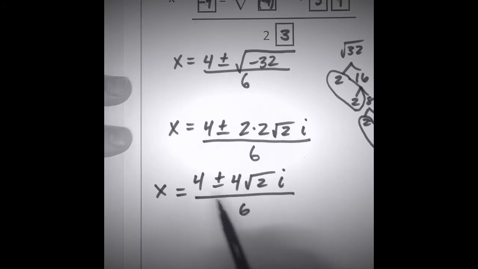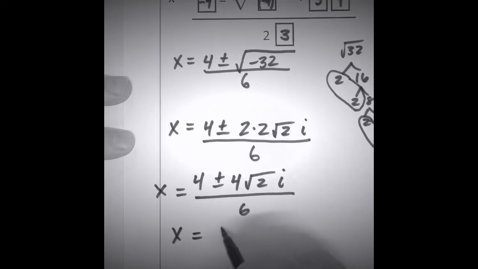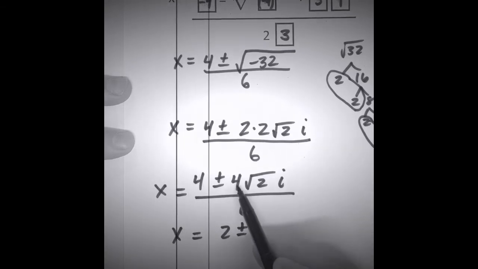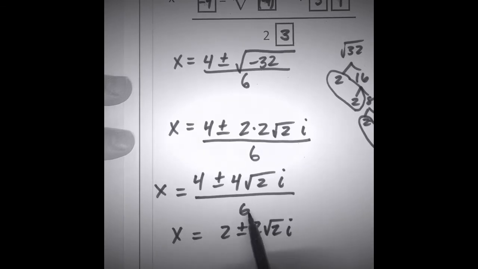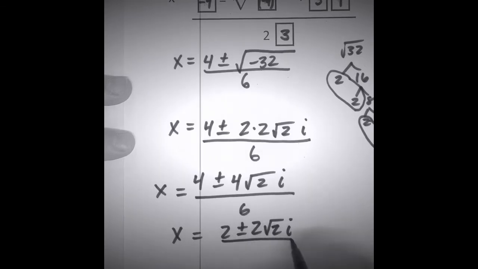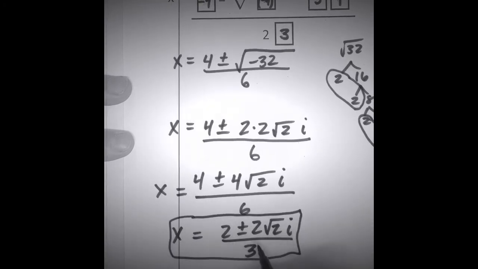Now, if we can divide the 4, the 4, and the 6 all by the same number, we would like to divide those. 4 divided by 2 is 2. 4 divided by 2 is 2. Just doing some simplifying here. And 6 divided by 2 is 3. So our final answer will be a complex solution: 2 plus or minus 2 square root of 2, i, all over 3.